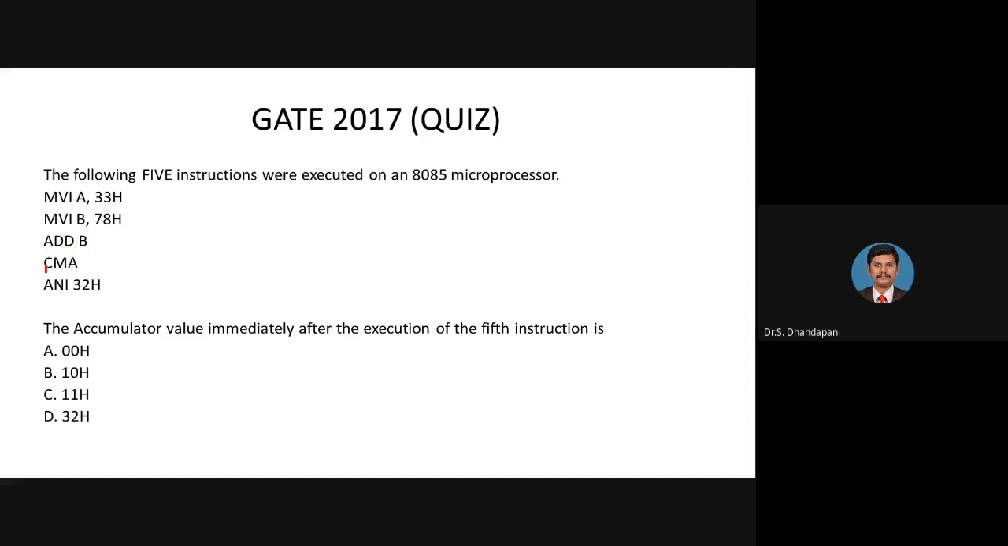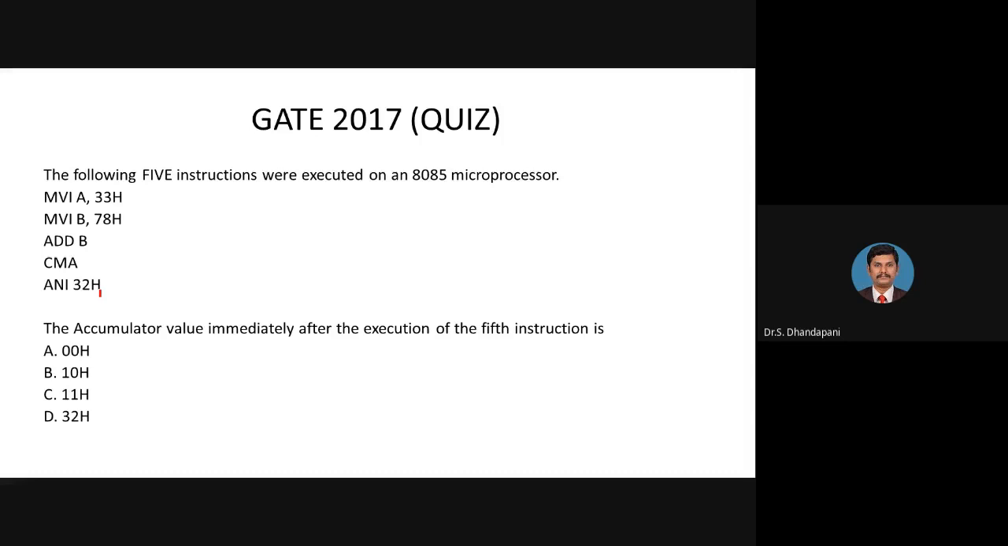After adding the data, we are performing CMA. CMA means complement accumulator. Complement accumulator means all the 8 bits will be complemented. Zeros will become 1, 1 will become 0. The last instruction is ANI 32 in hexadecimal. So we are performing a logical AND operation with the given data. That means we already have an answer in the accumulator, and that answer is ANDed with the immediate data 32.